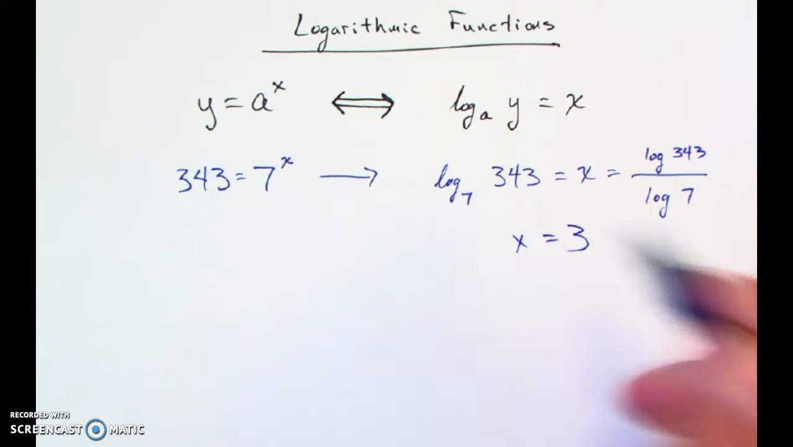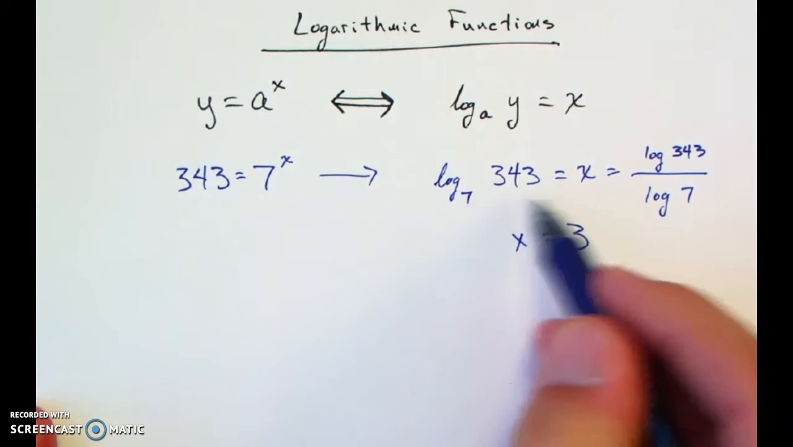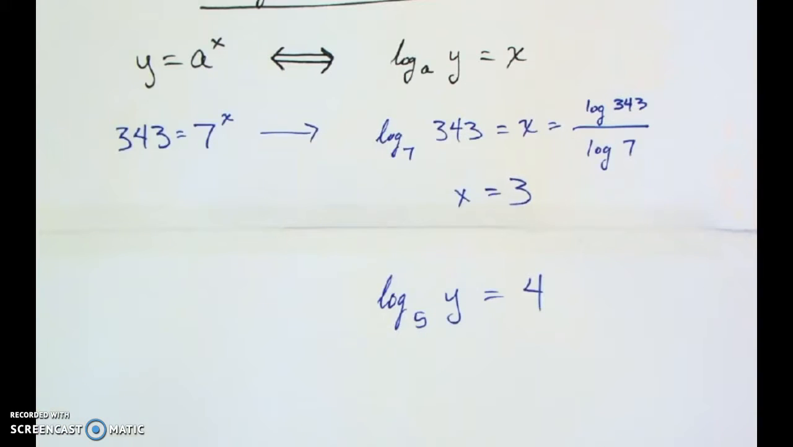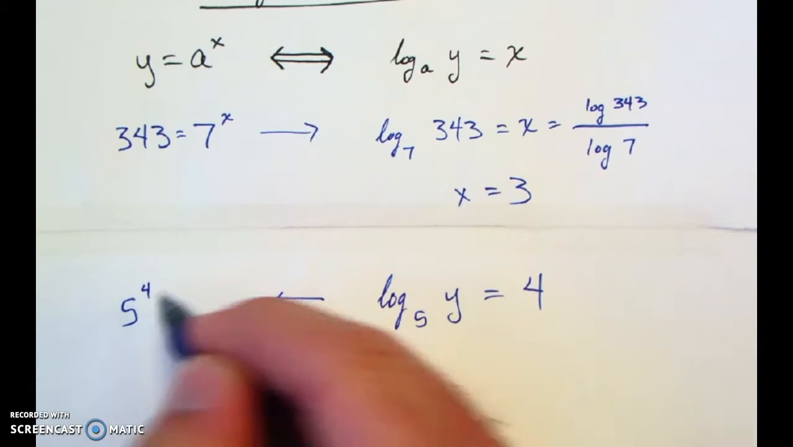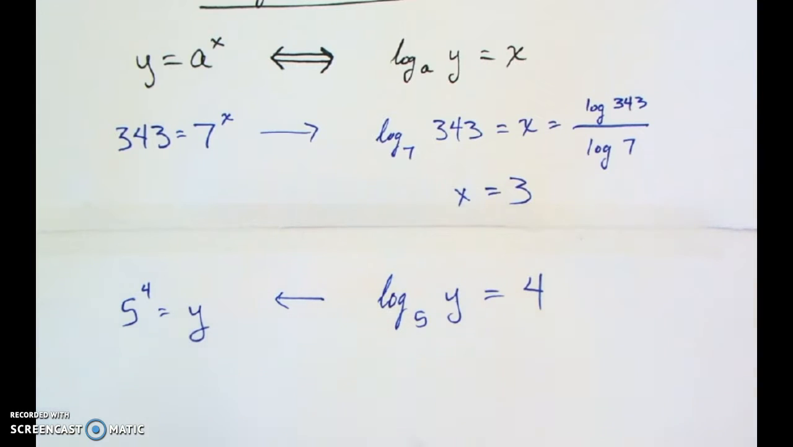Now, the other part of this that we need to be able to do is, what if we're given that we have our variable within the logarithm, so now I'm looking at log base 5 of y equals 4. We need to be able to rewrite this as an exponential function, and so we would have 5 raised to the 4th power is equal to y.